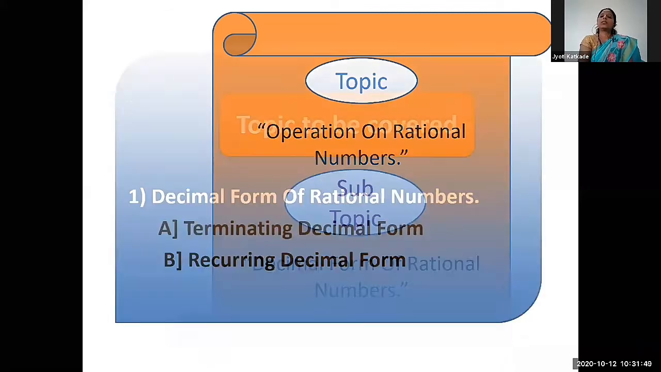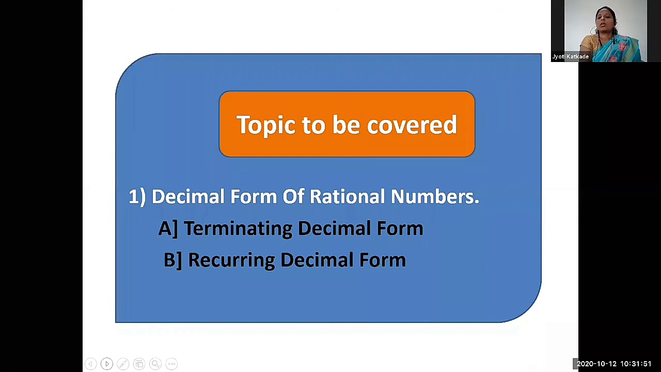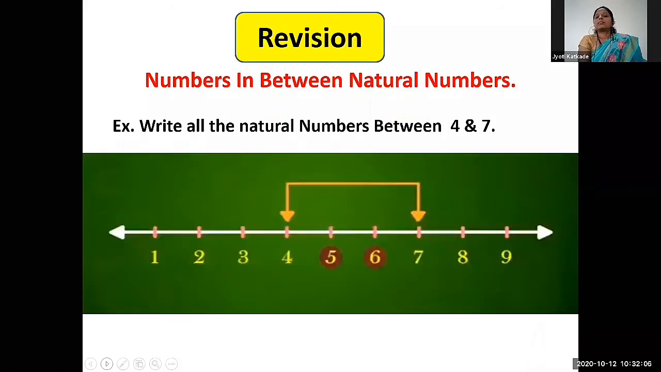Before we start, we take a small revision. Which topic do we have to cover today? That is decimal form of rational number, in this terminating decimal form and recurring decimal form.